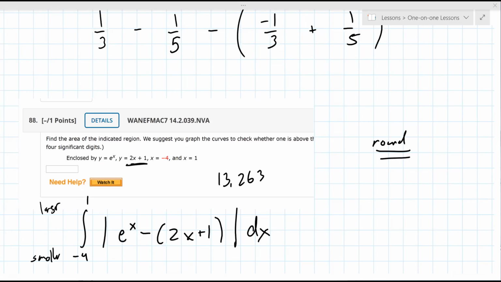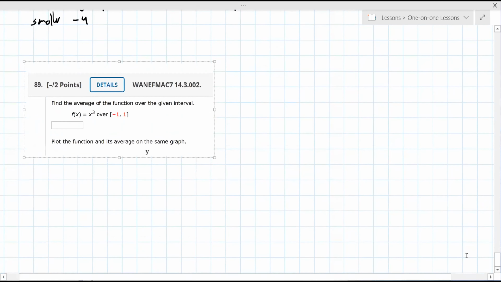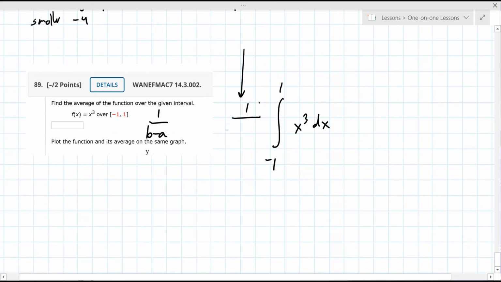All right. So the next question here, 89, is the average value one. There's the first part, which is to actually find the average value, and then there's the next part with the graph. So we'll deal with the first, finding the average value. It's the same thing we've been doing, with one little extra step in the front. It's always 1 over b minus a. So it's 1 over 1 minus negative 1 out in front. So you do the same thing, and in this case, you're going to multiply by 1/2.